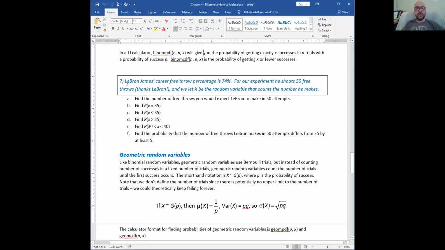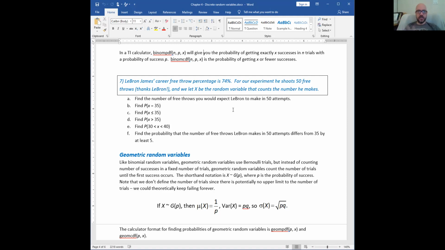All right, so here's our example. LeBron James' career free throw percent is 74%, at least it was when I wrote this worksheet last year. I think he's improved since then, but we'll just go with 74%. So for our experiment, he shoots 50 free throws, and we let x be the random variable that counts the number he makes. Notice that this does meet the requirements for a binomial random variable. He's doing something a fixed number of times that has the same probability of success each time, and then we are counting the number of successes. Oh, and each trial is independent of the others. Now, you could argue that maybe there are hot streaks and cold streaks. I'm just going to assume that those don't exist. Statistically, by the way, there have been studies of this, and they generally don't exist.